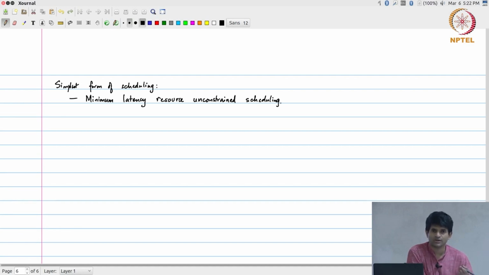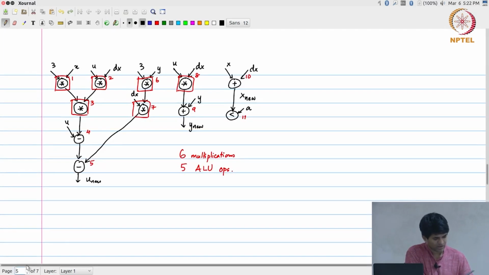We have already seen how to solve that and we had a name for it. What was that? What is the name for that type of scheduling? ASAP. Okay. So, ASAP scheduling does exactly this. Its goal is to minimize the latency, do not worry about resource constraints. So, what would an ASAP schedule for this look like? It's pretty much what I have got over here, right. So, this also corresponds to the ASAP schedule.